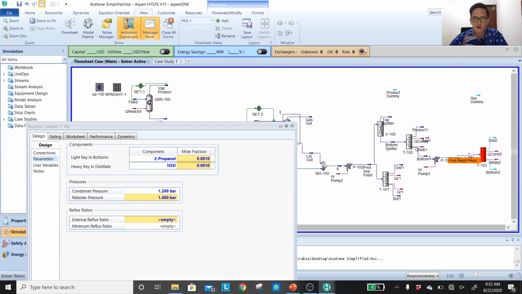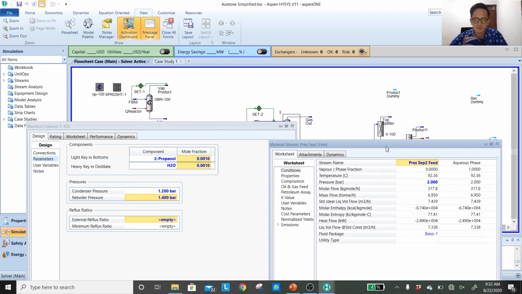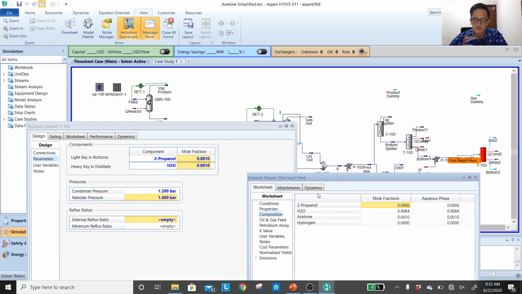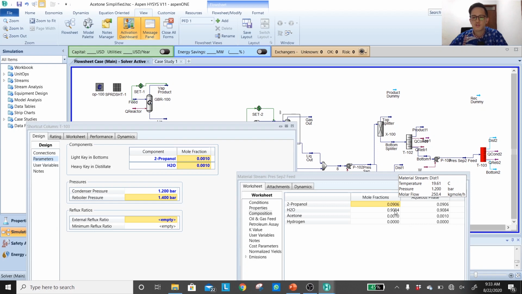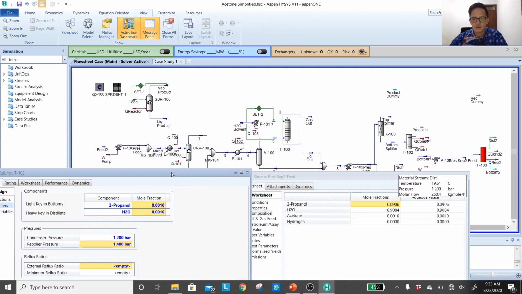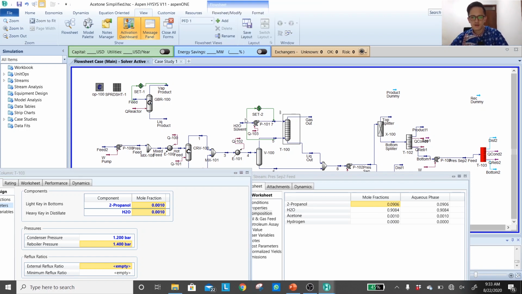Okay, we can check the feed composition first. Okay, what are we separating? We want to separate mostly water. So again, water in the second distillation column will come at more than 90%. That's even after reducing the water solvent in the absorber.